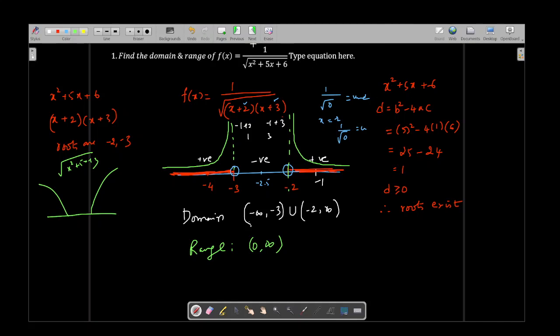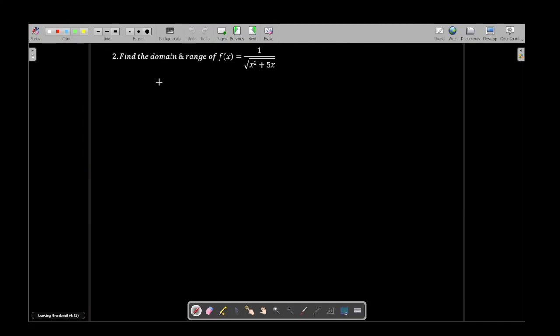Let us solve another problem. So here x square plus 5x, clearly the root exists. You need not check with the discriminant. If you want, you can also check. f of x is equal to 1 by square root of x times (x plus 5). So the roots are x is equal to 0 and x is equal to minus 5.